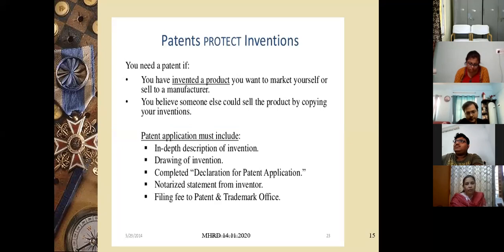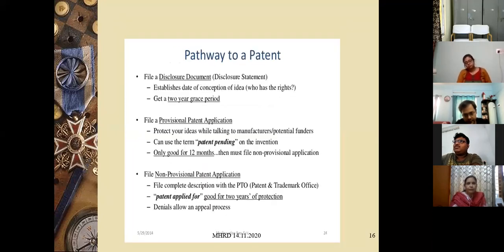Everything and each part of the pen has to be described properly. So drawing of the invention, then completed declaration for patent application, and notarized statement from the inventor. And then you will file, you'll pay the fee to the Patent and Trademark Office. So the pathway is a little long. You have to file a disclosure document. That is where you are going to reveal everything about your product.